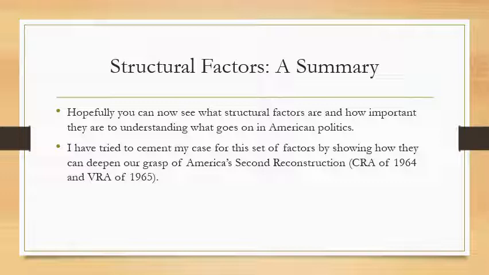These are all structural factors that the better you can understand these factors, the better you can understand what goes on in American politics. That's what empirical models are all about, right? Understanding what happens. And I've tried to cement my case for this set of factors by showing how they can deepen our understanding of America's Second Reconstruction, Civil Rights Act of 64, Voting Rights Act of 65. All right, so with all of this out of the way, we're now going to move on in the next PowerPoint presentation on Canvas to look at some political factors that shape American politics, another part of our empirical model. Thanks.